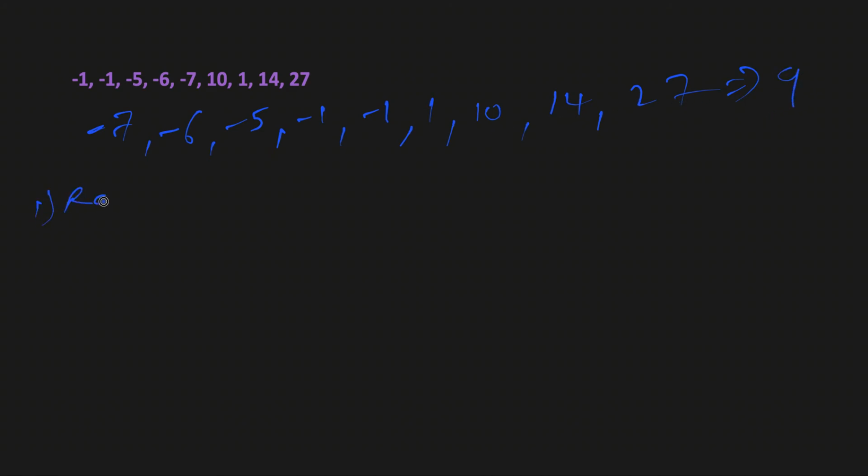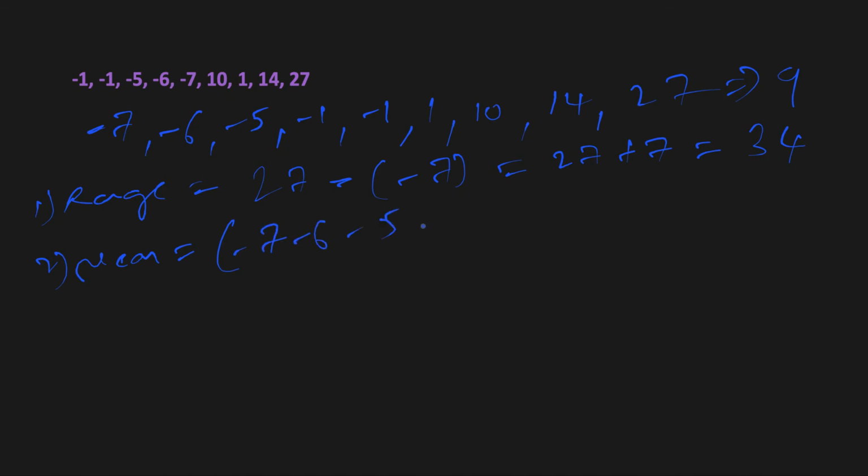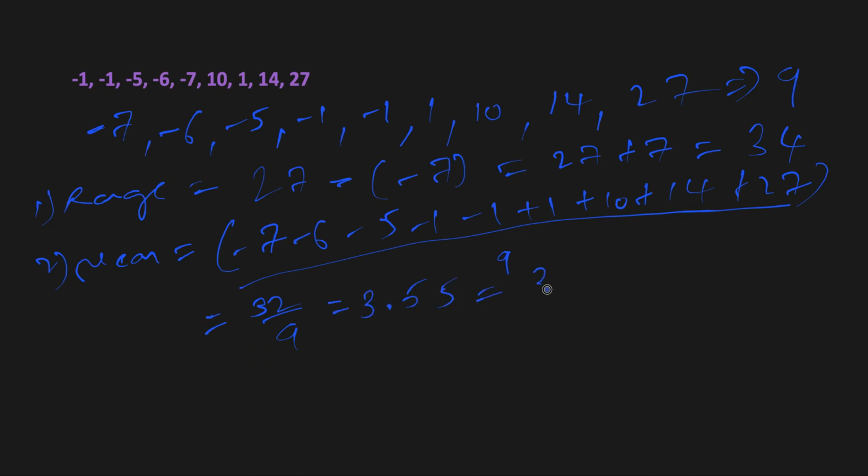So first let's calculate range. Range is the largest minus the smallest number, and the smallest is minus 7. So this would be 27 minus minus 7, which is 27 plus 7, or 34. Second, we'll calculate mean, which is the sum of all these numbers: minus 7, minus 6, minus 5, minus 1, minus 1, plus 1, plus 10, plus 14, plus 27, divided by 9. And this is 32 over 9, which is 3.55 or 3.6.